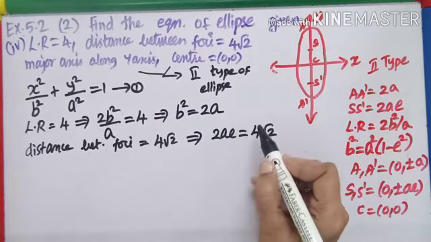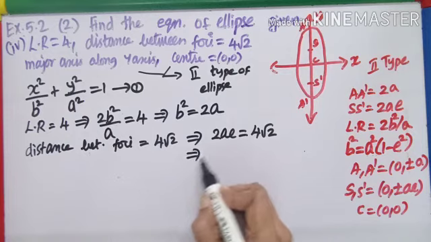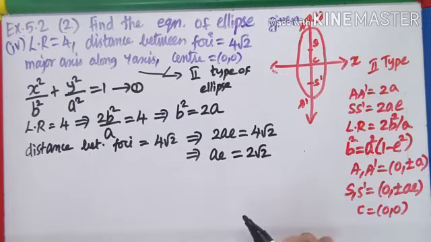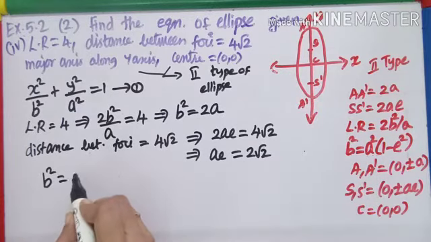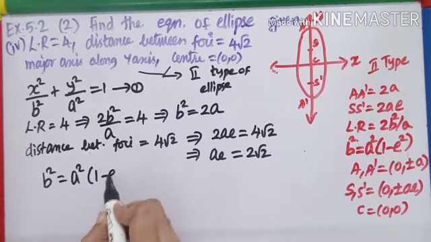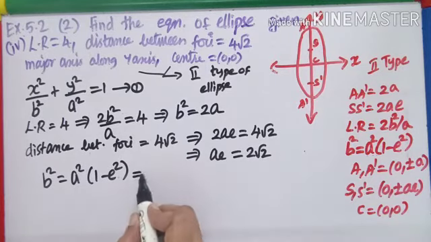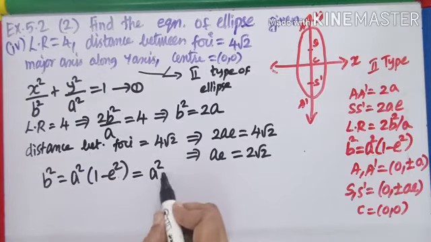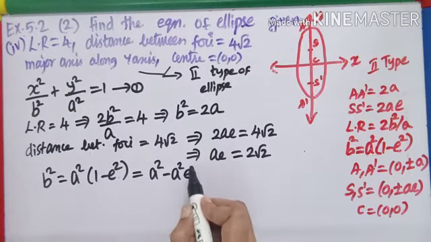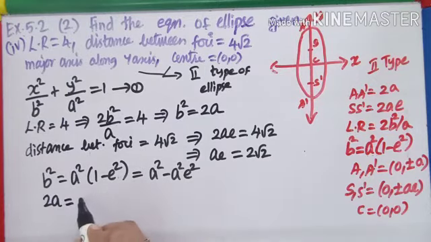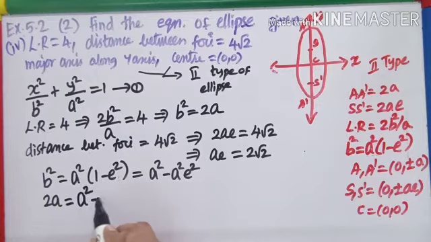From this, I can cancel 2 and I get AE equals 2 root 2. Let us remember this formula: B square equals A square into 1 minus E square. Because AE is given, let us multiply: A square minus A square E square. In the place of B square, I can put 2A. In the place of A square, let it be A square.